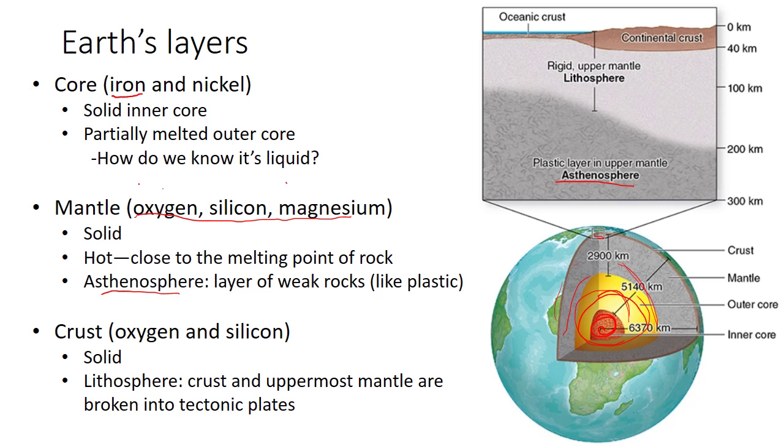And then on the outside of the Earth, we have the crust. We have oxygen and silicon being the primary components of the crust. Again, the crust is solid. That makes sense. It's the part we walk on, right?